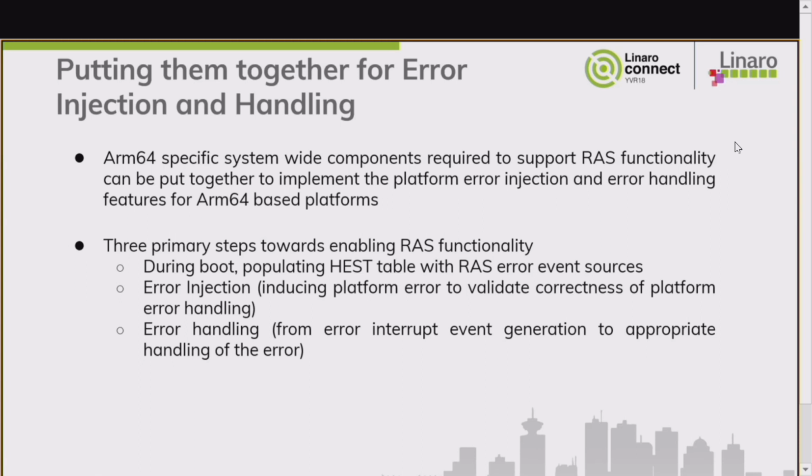The second part is the error injection itself. The probability of getting an actual RAS error on a real system is very low, so we need a mechanism to validate the RAS error handling functionality. Error injection helps induce errors into the platform and see how the platform behaves.